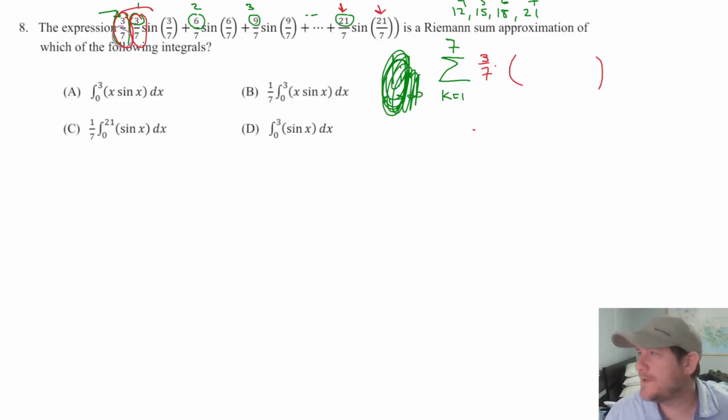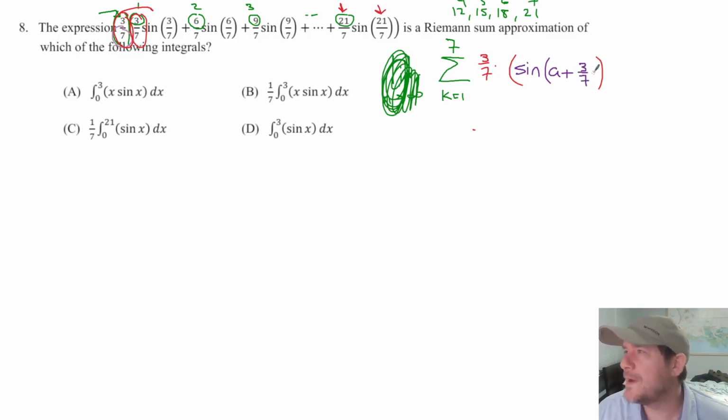All right, well, thinking back to how this is supposed to work, we're supposed to normally see some function. We can tell it's the sine function. And normally what we'd want to see on the inside is our lower limit of integration a plus our delta x, which we know the delta x is 3/7, times k. And looking at all the answer choices, they all have that lower limit of 0, which makes sense because looking at all these expressions here, there's nothing plus 3/7. So this a has to be 0.